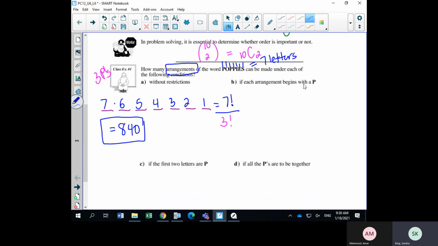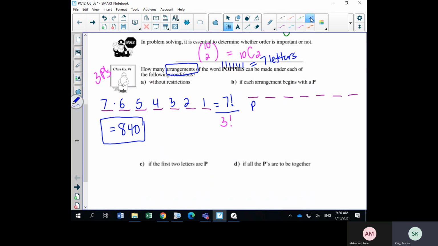If each arrangement begins with a P, I'm going to show you how I would do it and then how the book would do it. Poppies has 7 letters, so I'm going to do 1, 2, 3, 4, 5, 6, 7. They want it to begin with a P, so I'm going to put a P down here.